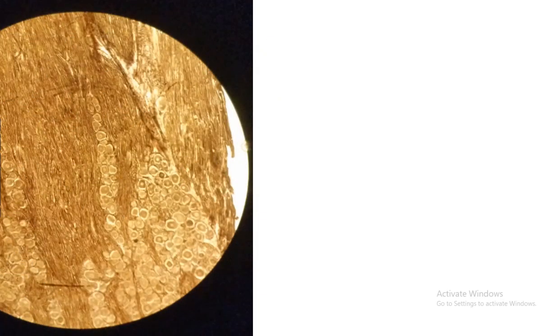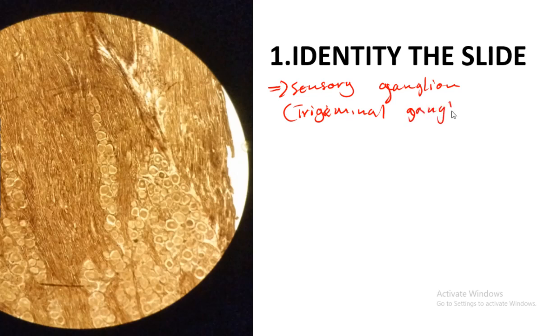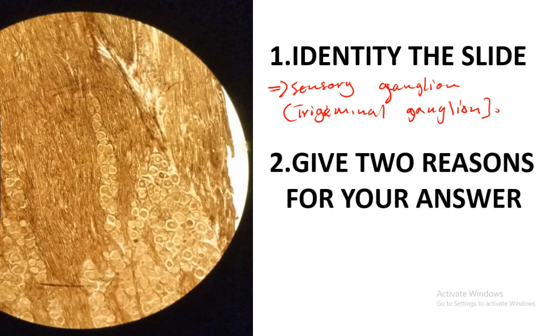Okay, let's quickly move on and look at our next slide. So the next slide is identify the slide. If you look at the slide, this slide is showing something which has a lot of neural bodies and a lot of fibers. So in this case, this is just a sensory ganglion, or you can also write the trigeminal ganglion. I think this slide, we did it in one of our revision classes, so please make sure that you watch the other parts. Then give two reasons for your answer.